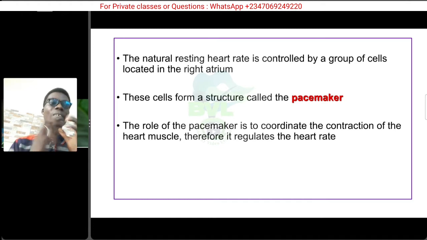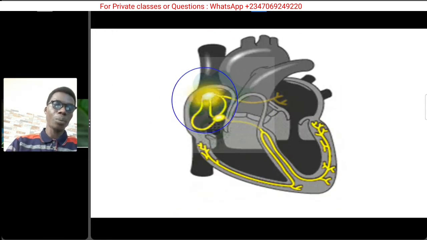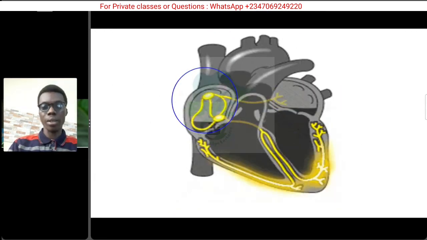So if the pacemaker discharges impulses very fast, it means the rate at which the heart contracts and relaxes is going to be faster. And if it discharges the impulses quite slowly, it's going to be slower. So let's check this out. This is the electrical impulse of the heart.